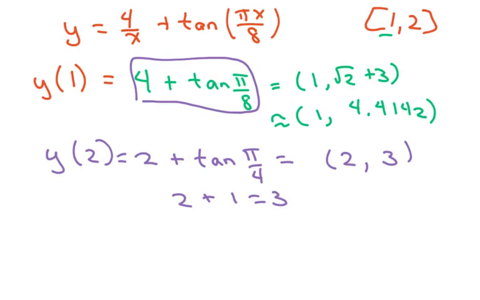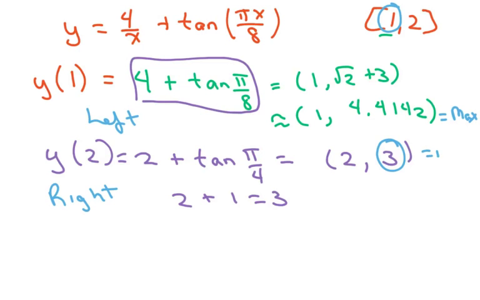So for min and max, our bigger number is this, your left endpoint when we tested 1. So our maximum occurs at the left endpoint. Our smaller number is the 3. This was your right endpoint. So this is your minimum.